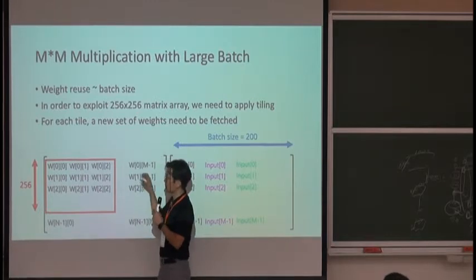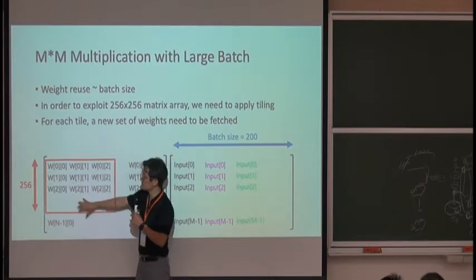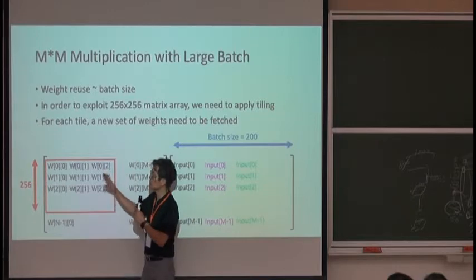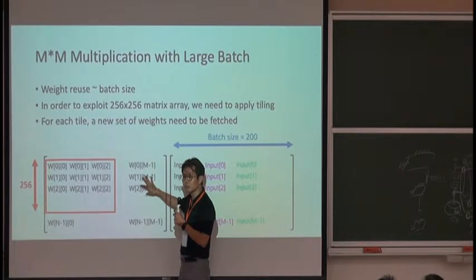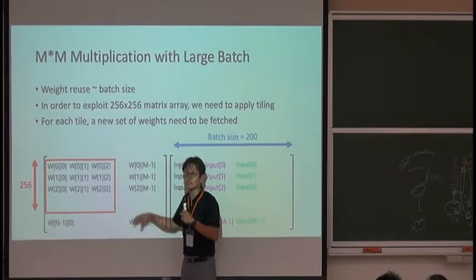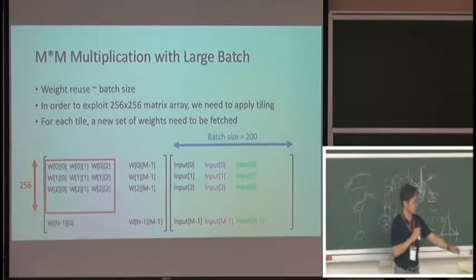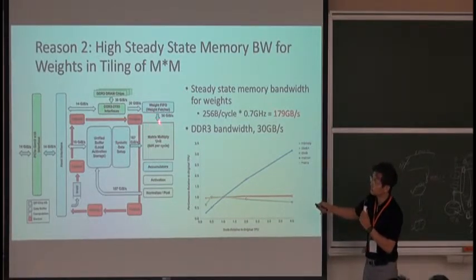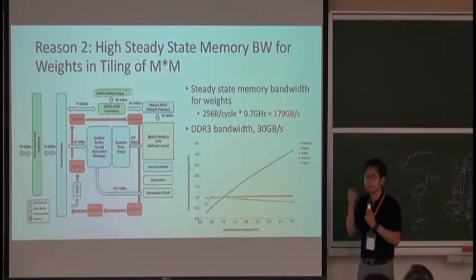Anyway, the weight data are stored in off-chip memory. So in order to execute the tiling operation, we need to fetch the data from the off-chip memory, right? Let's assume that we finish the operation for this tile, and we move to the next tile. What we need to do is fetch this data from the memory, right? That path is here. The bandwidth is only 30 gigabytes per second. But here, we have high memory bandwidth.